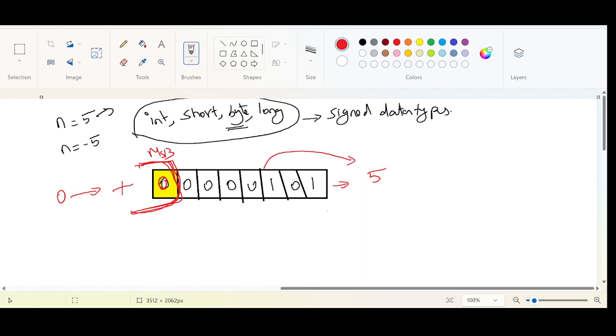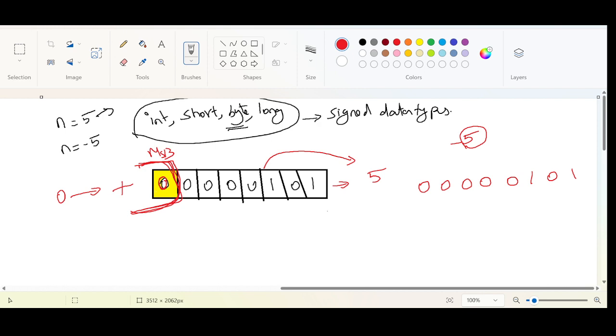But if you want to represent -5, how can the representation be? To represent -5, I need to make use of 2's complement. What is a 2's complement? For -5, first find the binary equivalent for positive 5, which is 0, 0, 0, 0, 0, 1, 0, 1. If I want to find -5, I need to do 2's complement.